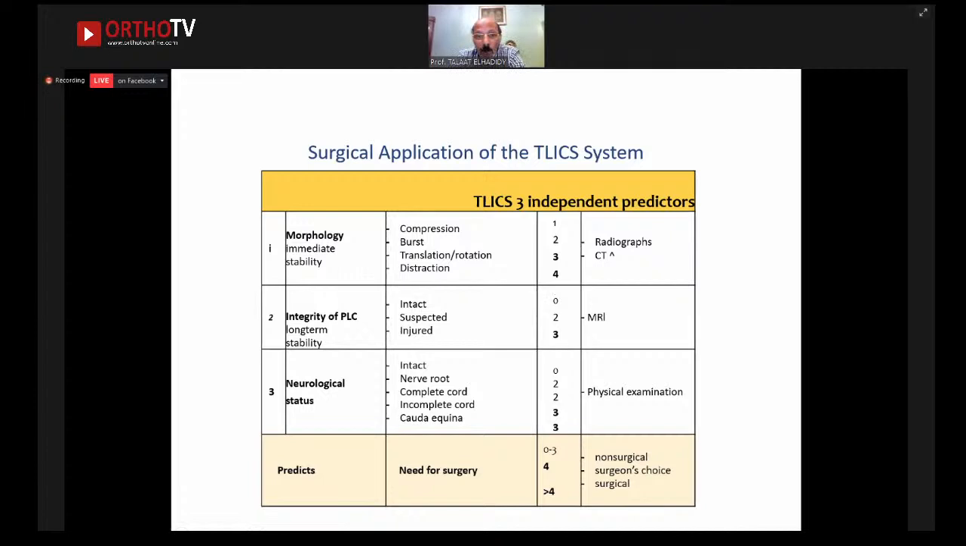The surgical application of the TLICS system: the morphology, decompression versus translation, rotation and distraction. We do radiographs and CT. We do an MRI if we need to know what is wrong with the soft tissues as well as the cord. We have to examine neurologically and predict the line of treatment for these cases.